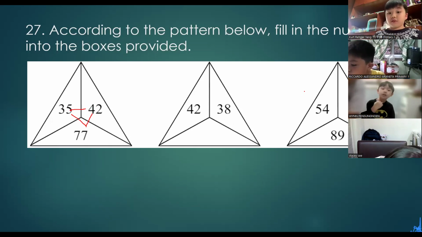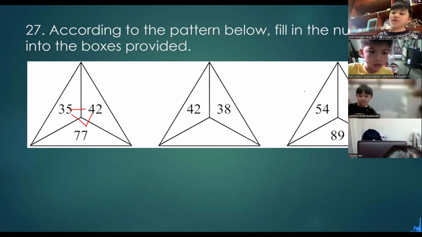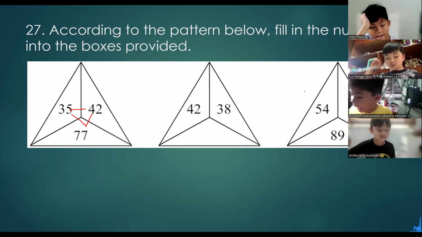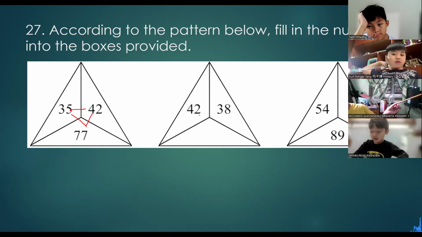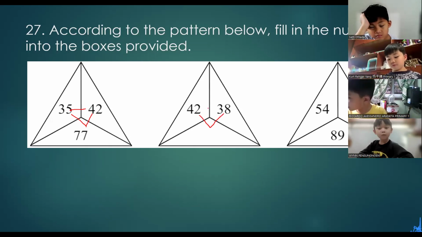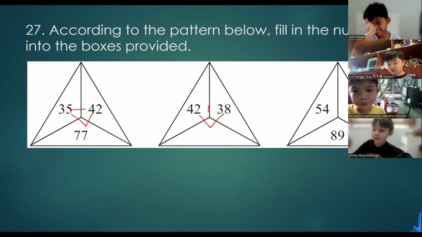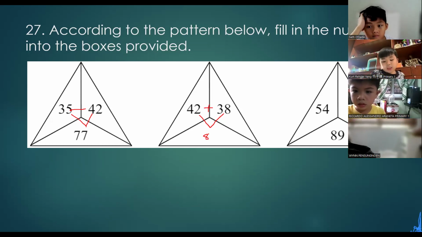So, how about Ricardo? What's your answer on the second triangle? My answer on the second triangle is 34. Is that 34? So you just need to add this one, right? 42 plus 38. So how much is that? 80. Yeah, 80. So that's just 80.